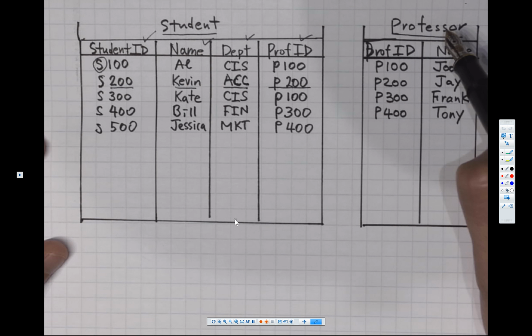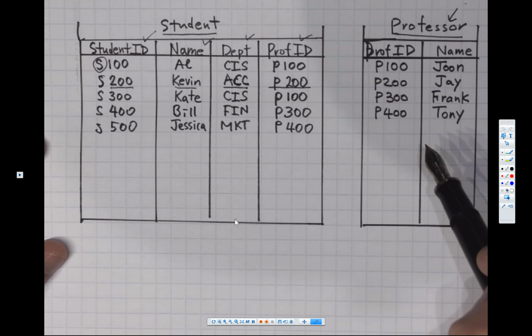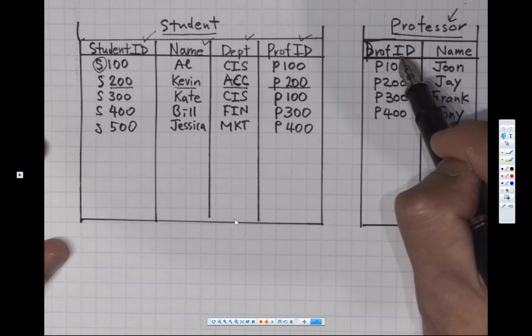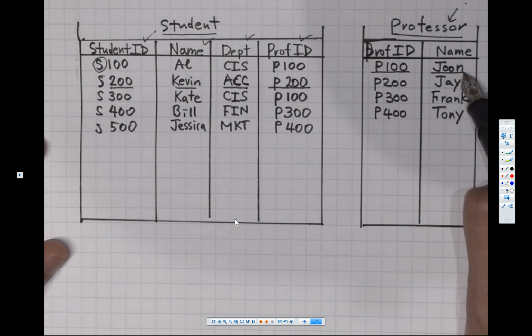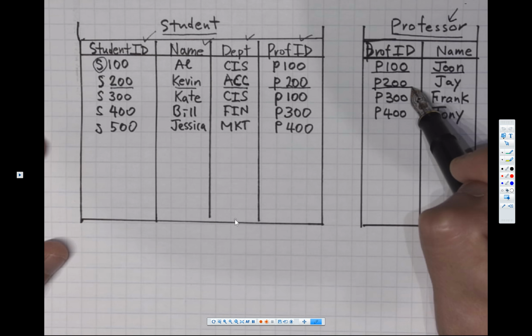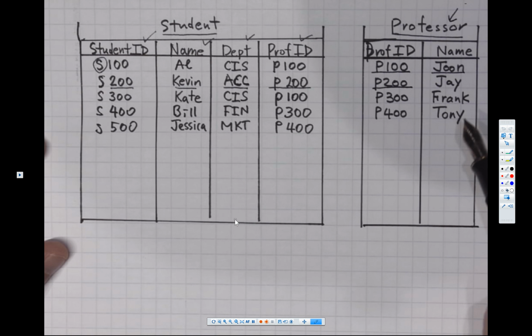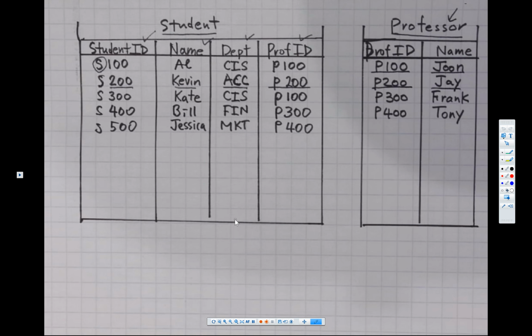Now let's look at the professor table. It has two attributes. This is professor ID, P100, and the name of the professor is June. And let's look at another professor. His ID is P200, and his name is J, etc. Right? Obviously, if you look at these two tables, you can immediately see that they are related.